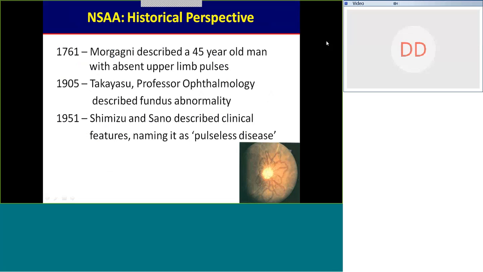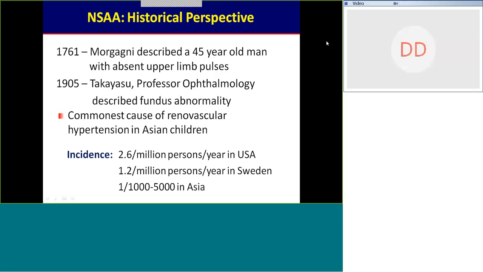It was described for the first time long time ago. However, Takayasu, who was a professor of ophthalmology, described it for the first time in 1905, and he picked it up from the fundus abnormality where he saw lots of arteriovenous connections and malformations, and that is why it is also called Takayasu arteritis. In 1951, Shimizu and Sano from Japan described its clinical features, and the main clinical feature of aortoarteritis is pulselessness. That means one or more pulses of a patient would be absent, and that is why he named it as pulseless disease. So I think we as cardiologists are more interested in what happens to the aorta and its branches. Of course, there could be fundal abnormalities secondary to Takayasu disease or aortoarteritis.